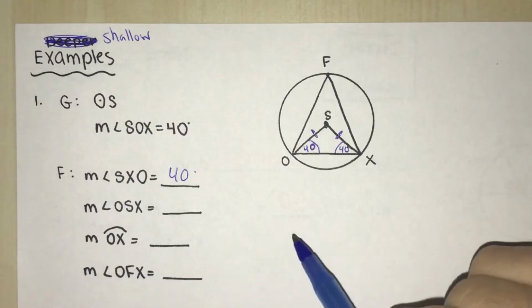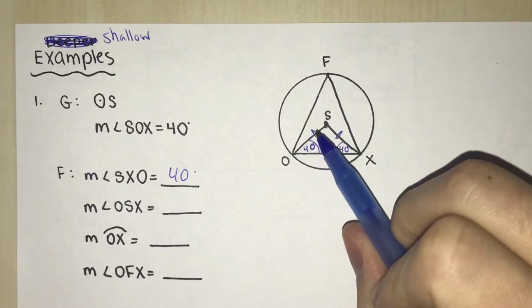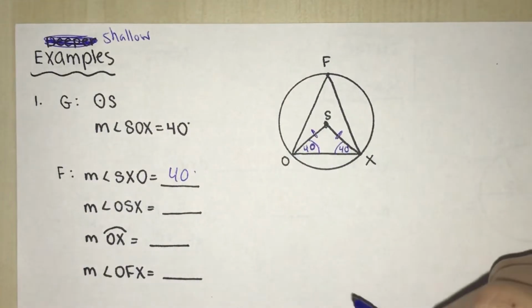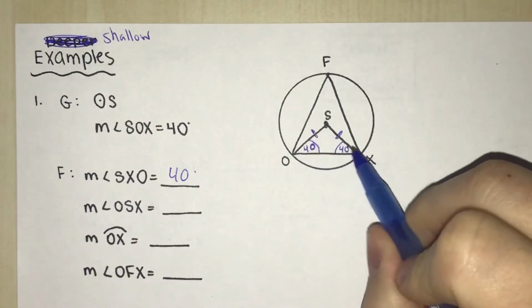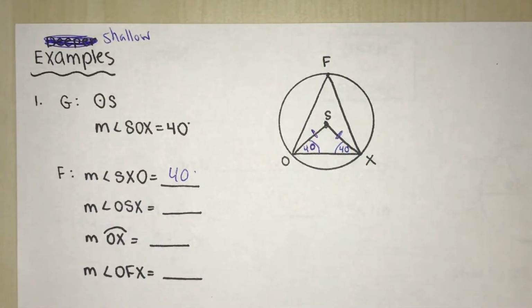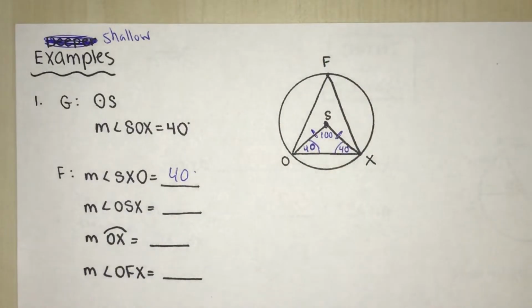Because next up, they want us to find angle OSX. So OSX, that is this angle up in here. But you guys should understand that this is a triangle right over here. And triangles add up to what? 180. Okay, wow, 180. Cool. So that means this angle is 100.